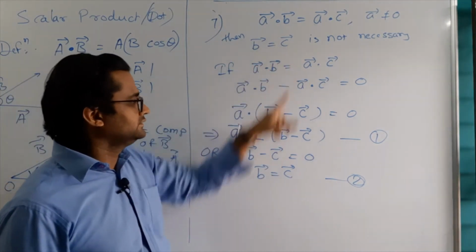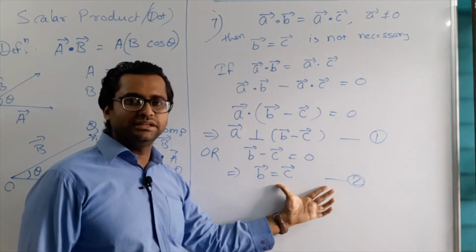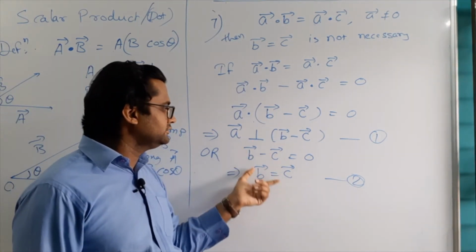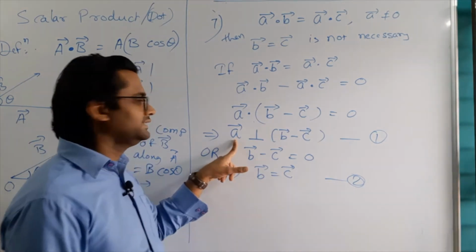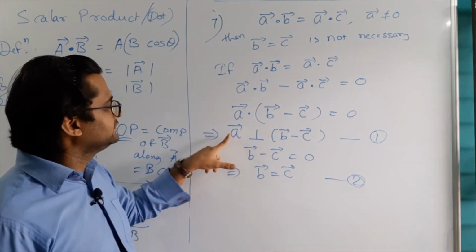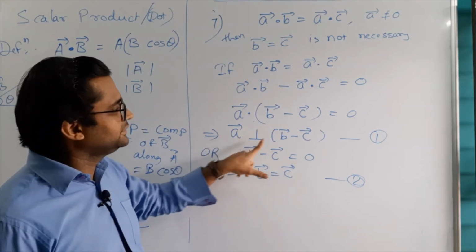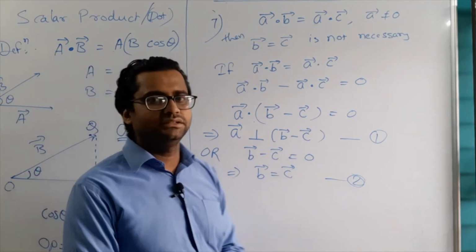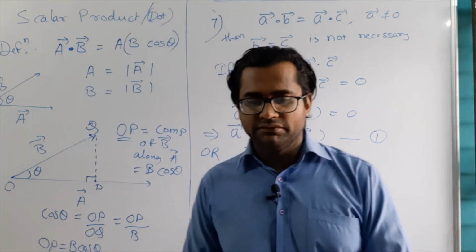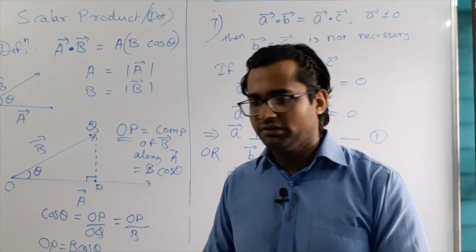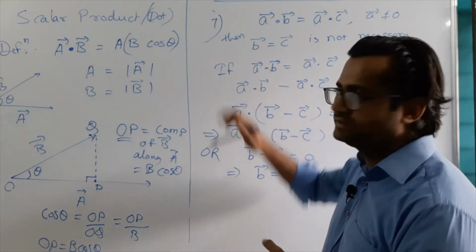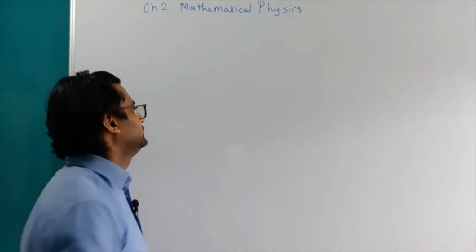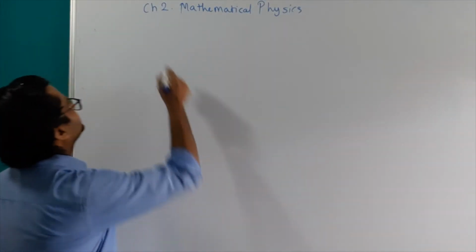If b bar is equal to c bar, then this is the possibility. If b bar is not equal to c bar, then there is one more possibility. What is that possibility? Then the possibility is a bar is perpendicular to b bar minus c bar. Okay, so this is our property number 7. Now we will do the proof of the 6th property. Okay, now let us prove the 6th property.